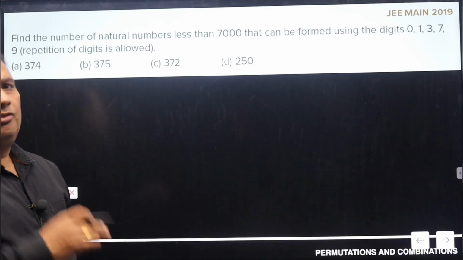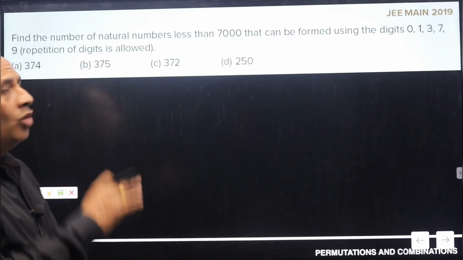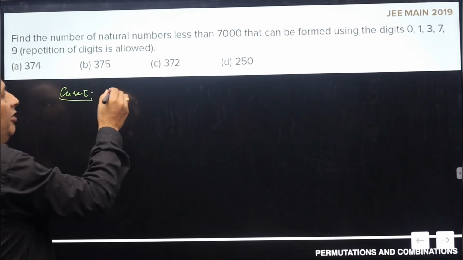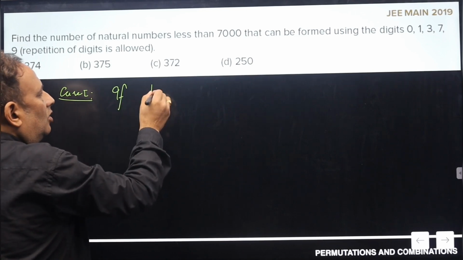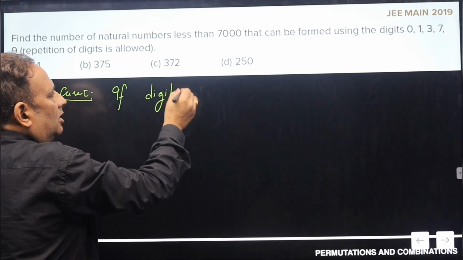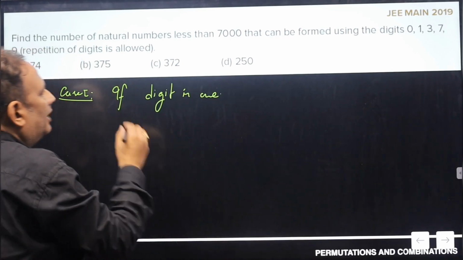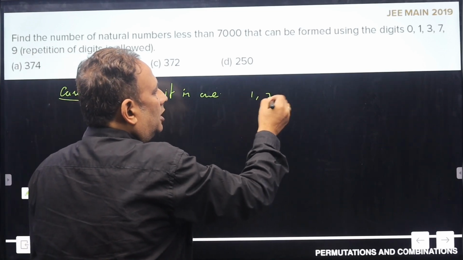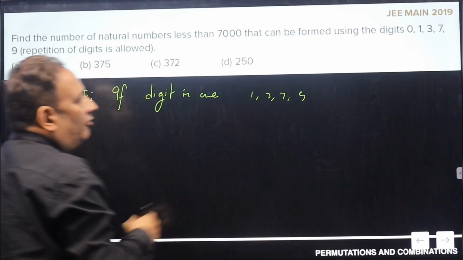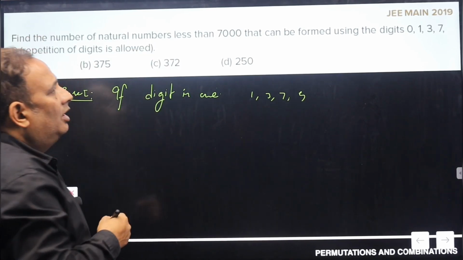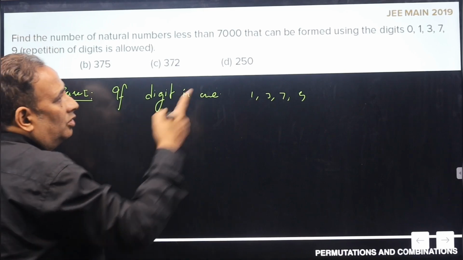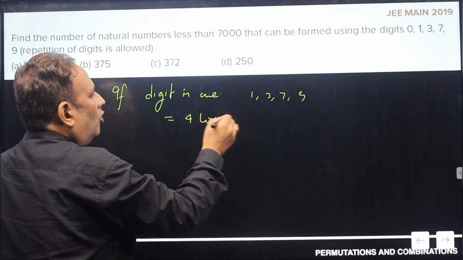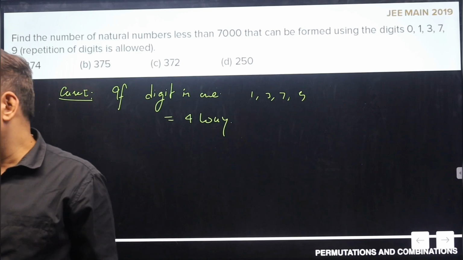So we can make here how many cases will be there? 4 cases will be there. So let's go for case 1. If the number is a single digit number, which numbers are responsible here? 0 we can't use. So 1, 3, 7 and 9. So you can see 4 different ways we can use here. 0 is not used. So total 4 ways we can select a one digit number.